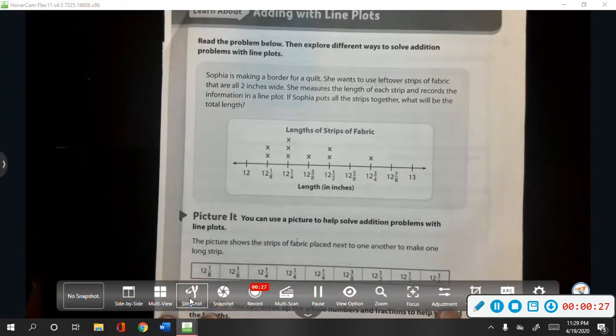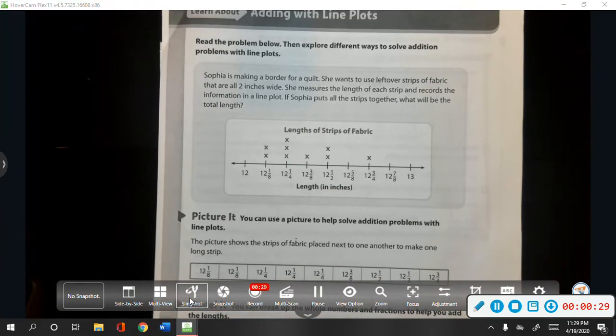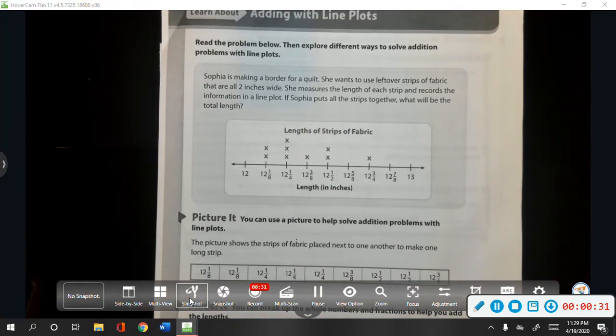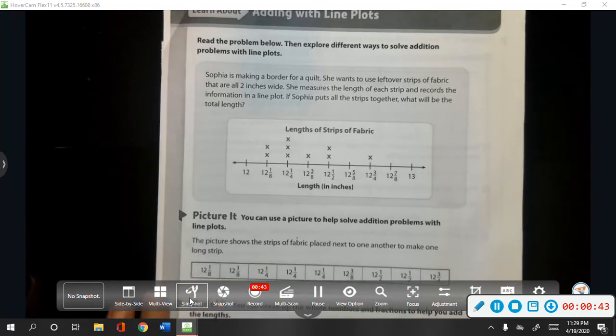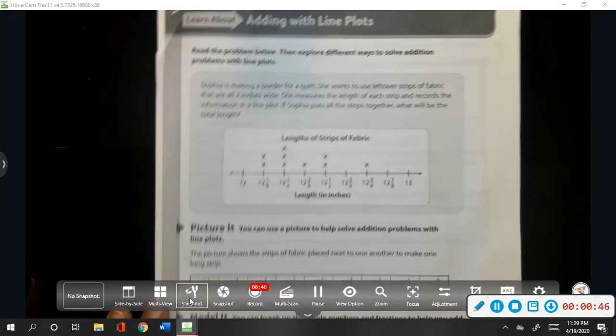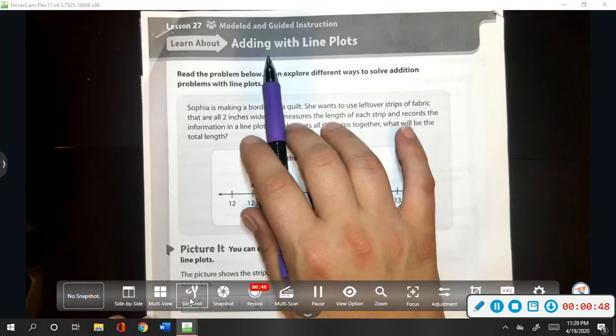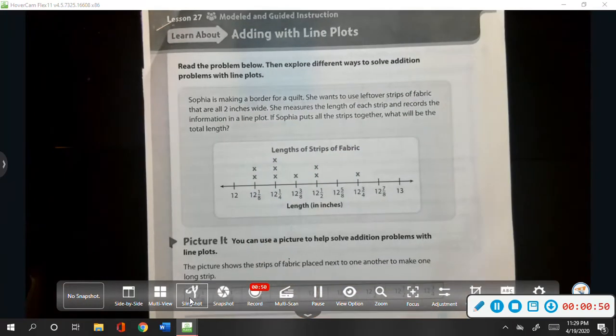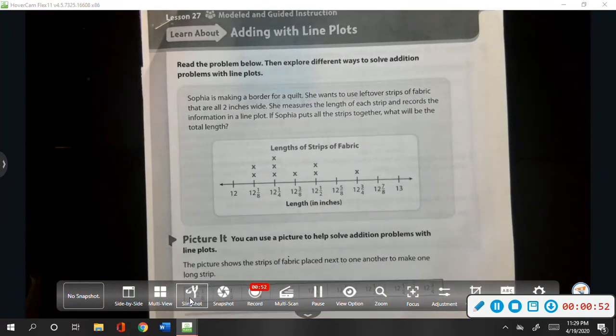So this week we've been talking a lot about line plots and how to organize data on line plots, and we've looked a little bit into how we can use line plots to add and subtract different parts of our data. So we're going to specifically look at adding with line plots today. Page 292. Are we ready?